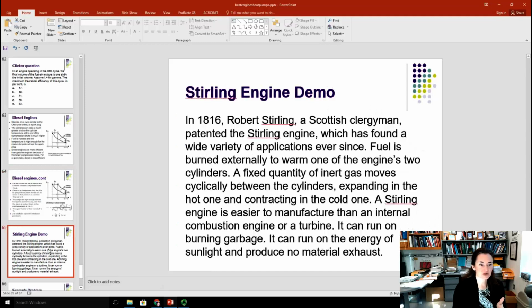Now, another typical engine that people like to talk about is the Stirling engine. In 1860, Robert Stirling, a Scottish clergyman, patented the Stirling engine, and it has found a wide variety of applications ever since. In a Stirling engine, fuel is burned externally to warm one of the engine's two cylinders, and a fixed quantity of inert gas moves cyclically between the cylinders, expanding in the hot one and contracting in the cold one. A Stirling engine is easier to manufacture than an internal combustion engine or a turbine, and it can run on burning garbage, for example. It can run on the energy of sunlight and produce no material exhaust.